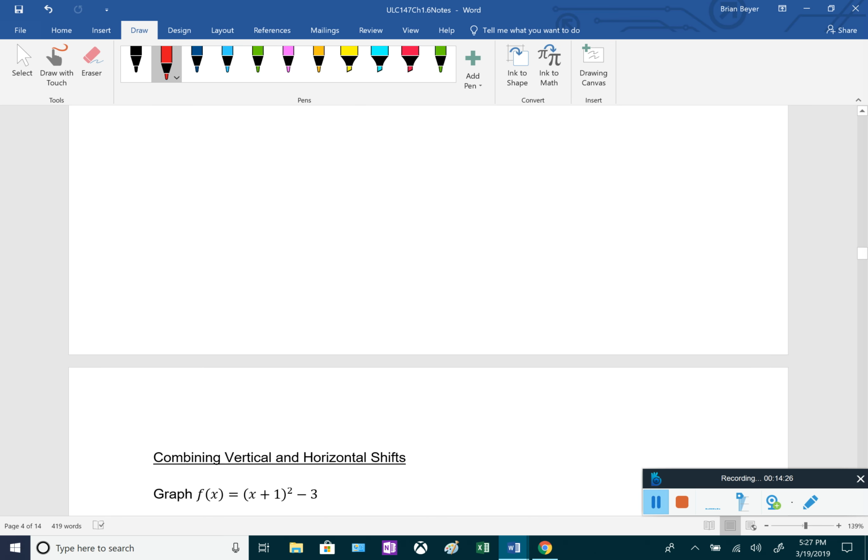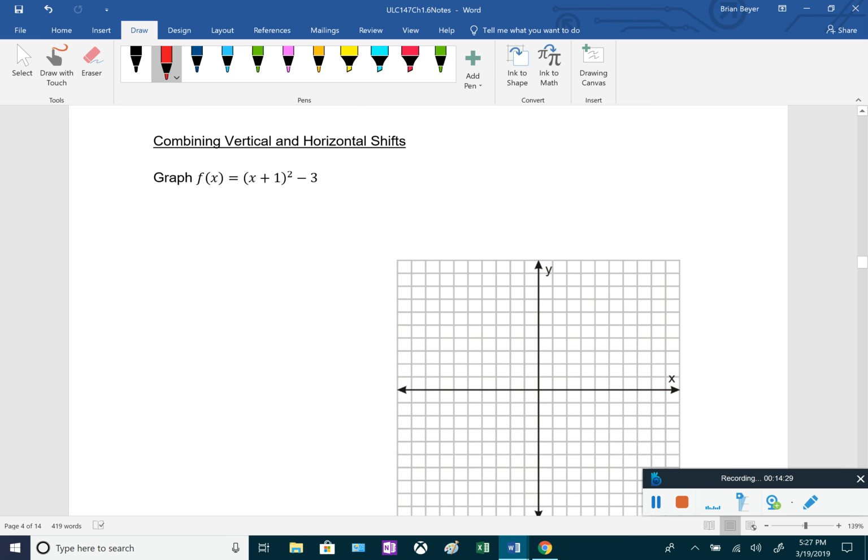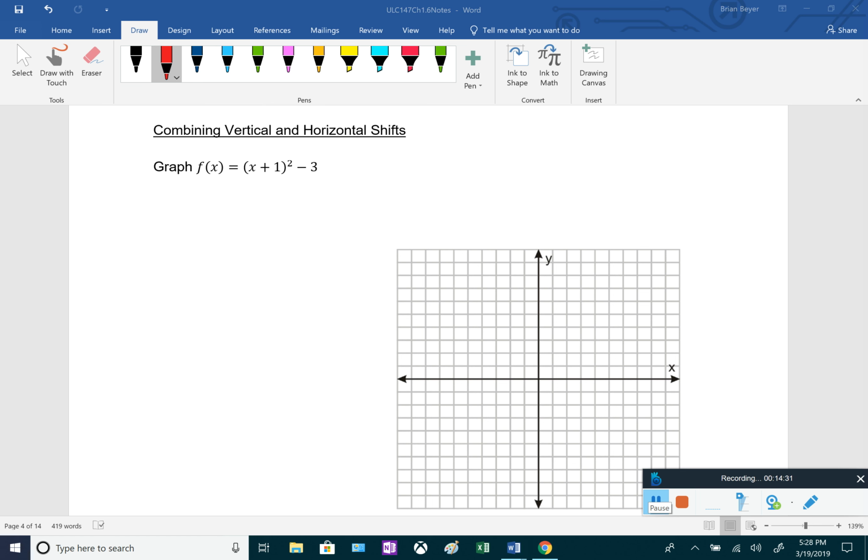Okay, so now let's combine these two ideas. So we want to graph f of x, which is (x + 1)² - 3. What we're going to want to do for these, and what I will be doing for all of these, is we first have to identify what type of function we're working with, which I'll just be referring to as the basic function, which are going to be all of those functions on the first page.